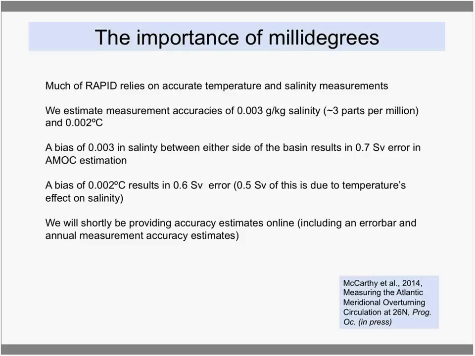What we're going to be adding to the RAPID measurements shortly is an error bar, so we'll be providing that online, and that should be available shortly. One important thing is that we provide annual error bars, or annual accuracy measurements. And the thing about that is that we estimate that the degrees of freedom do not necessarily reduce linearly. You have to take into consideration the deployment length and when these instruments were deployed.